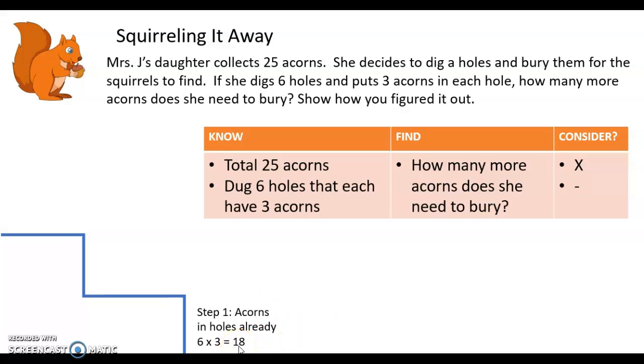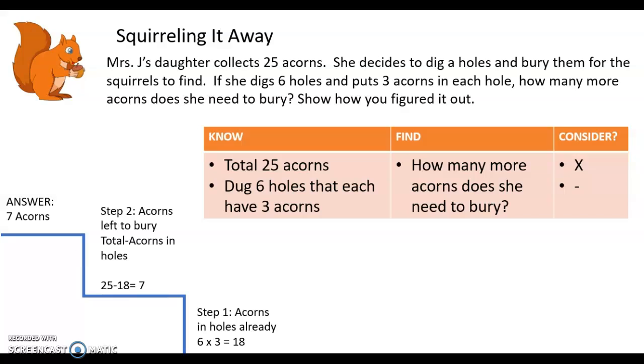In step 2, I'm going to have to use the answer of 18 in some way. I already considered that I needed to multiply and then I needed to subtract. So in step 2, I'm going to need subtraction. I'm going to figure out how many acorns are left to bury. So I'm going to take the total acorns and I'm going to subtract the acorns that are in the holes to get my answer. So 25 total minus 18 that I got from step 1 equals 7. And so that takes me to actually the final answer.